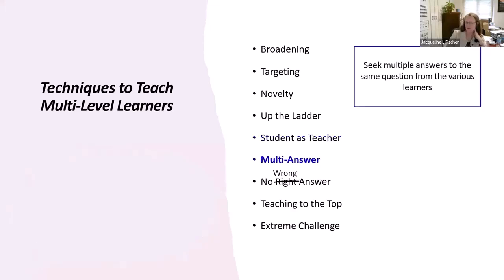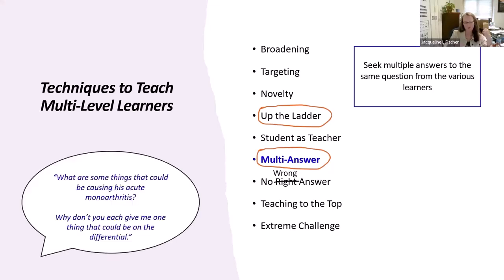Multi-answer is a situation where the teacher can seek multiple answers to the same question from the various learners. This is similar to up the ladder, but whereas up the ladder connotes a structure where you're always starting with the lowest level learner and moving up, multi-answer can start anywhere. What are some things that could be causing his acute monoarthritis? Why don't you each give me one thing that could be on the differential? You can start anywhere. The key is to just give everyone a prompt to speak and contribute.